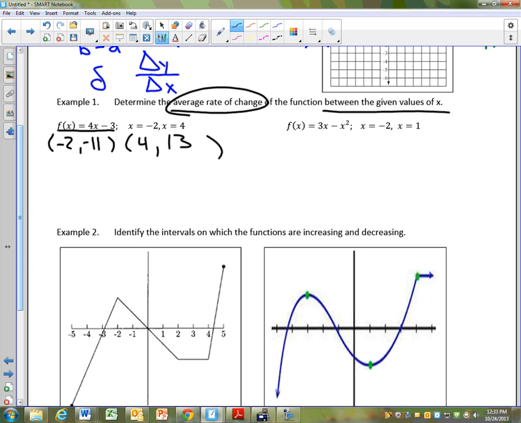Now that we have the points, we're going to find the average rate of change. 13 minus -11 over 4 minus -2. What's 13 minus -11? 24 divided by 6 is 4. It's all right. You can multiply.